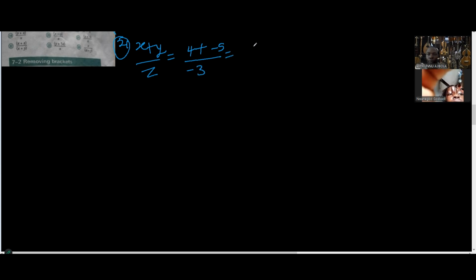Number 21 to 24. We want to go to the next page now. So, number 21, we have x plus y over z. X is 4, y is negative 5, z is negative 3. So that is 4 minus 5 over negative 3. 4 minus 5 is negative 1 over negative 3. So negative cancels negative, you have 1 over 3 as your answer.